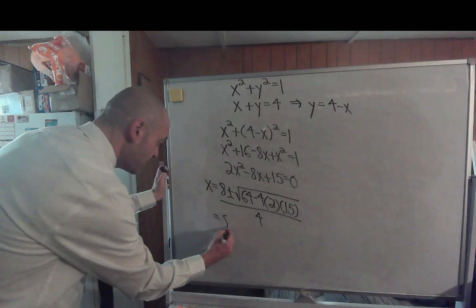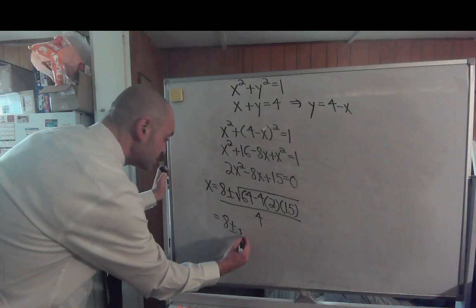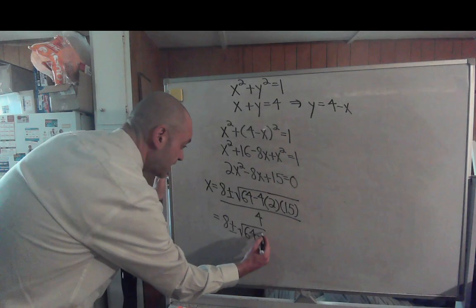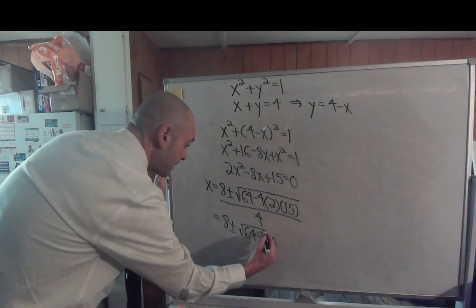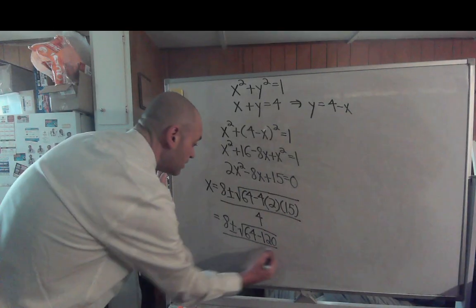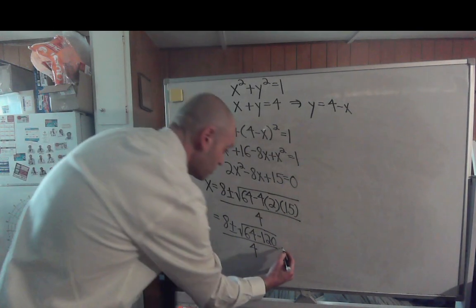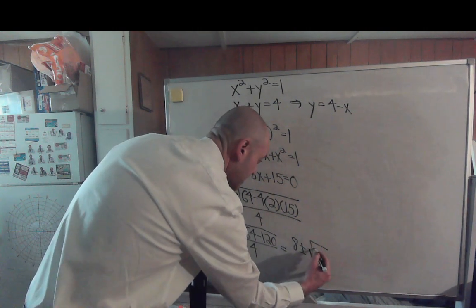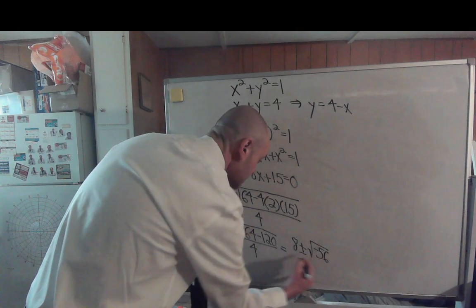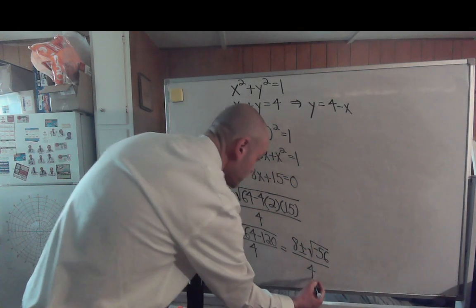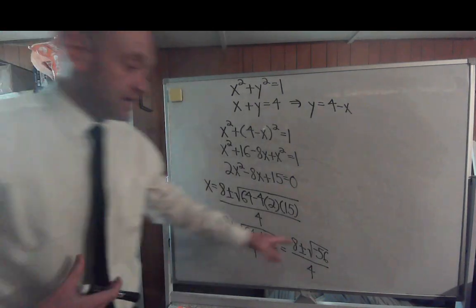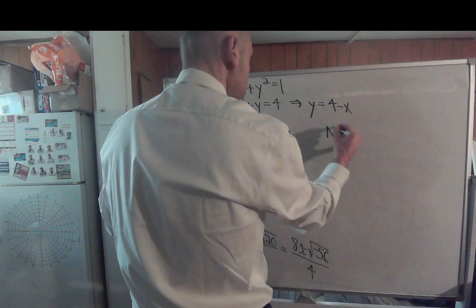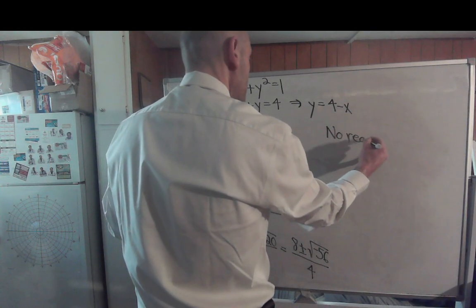So you would end up having 8 plus and minus the square root of 64 minus 120 all over 4, which should give you 8 plus and minus the square root of negative 56 all over 4. Well, you have a square root of a negative number, which means there's no real solutions. So we have no real solution to this system.